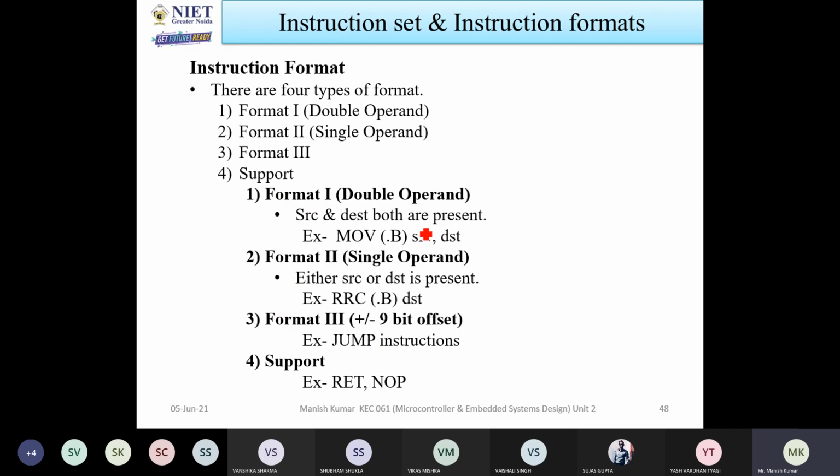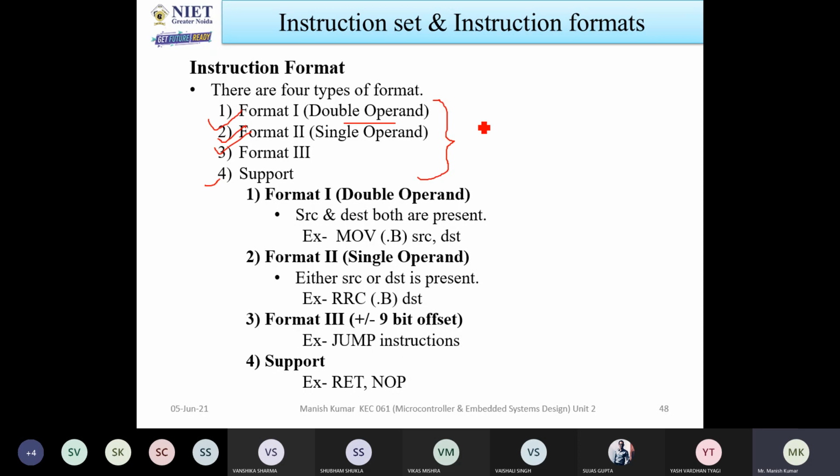So now next we will talk about the instruction formats. There are 4 types of instructions. Whatever instructions are available, they are categorized into 4 different parts. First is called format 1, format 2, format 3 and support. So in format 1, double operand will be there.